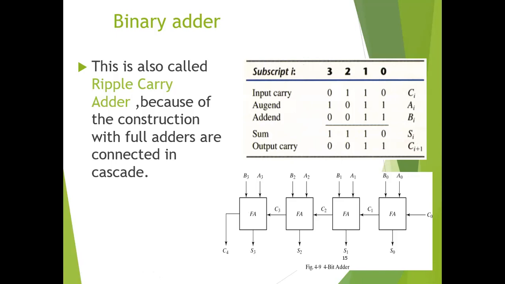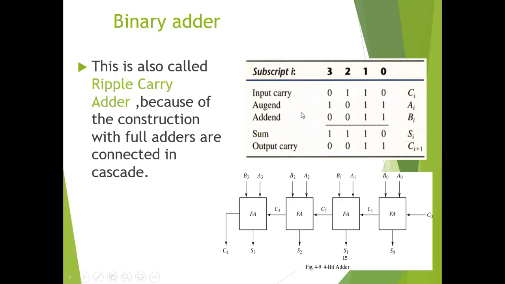This is the interconnection of four full adder circuits to provide a 4-bit binary ripple carry adder. As we have mentioned, a binary adder is also known as a ripple carry adder because of the construction with full adders connected in the cascaded form. And from the truth table, we can see the input carry and C0, C1, C2, C3 for the four full adders connected in the cascaded form.